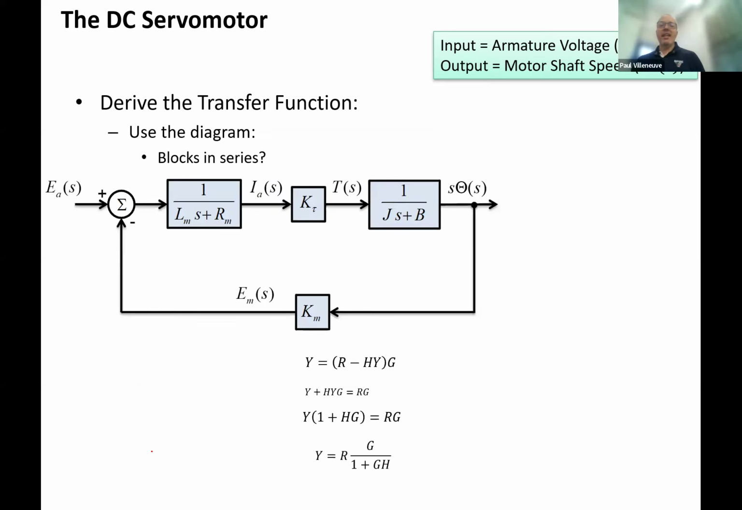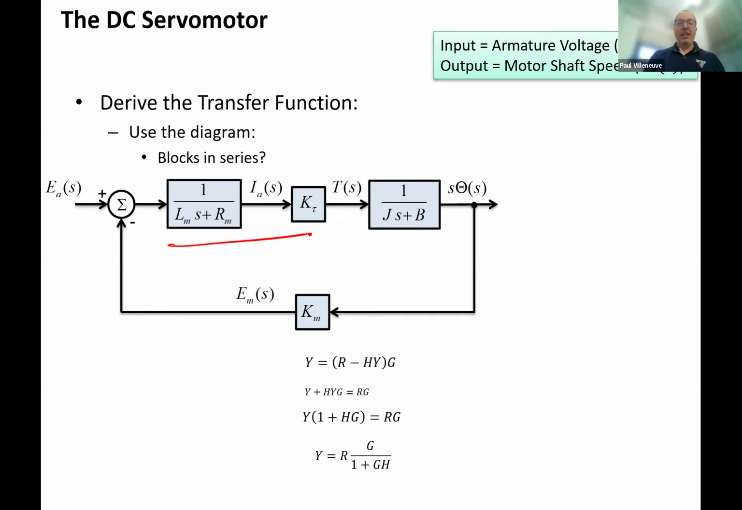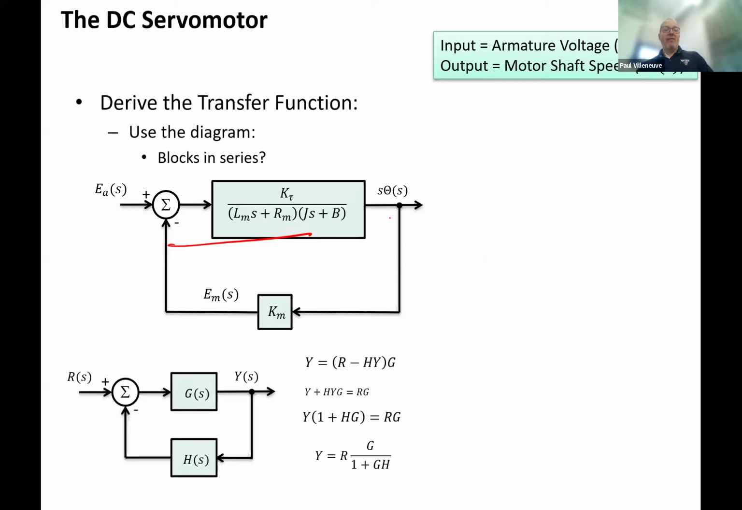Then you can simplify the diagram, and we'll get more into this as we start to look at doing block diagram math. But you can see blocks that are in series like these two. You can combine them just by multiplying them together, because in the Laplace domain, it's just multiplication. So the KT is going to go in the numerator, and the L M S plus R M is going to be multiplied by J S plus B in the denominator. So pretty simple.